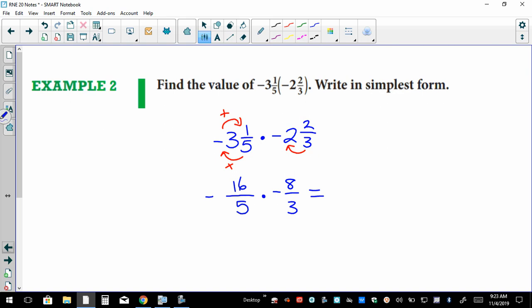128. So listen, 8 times 10 is 80. 6 times 8 is 48. 80 and 48 is 128. So that's my numerator. 128, and it's going to be positive. 15. 5 times 3 is 15. How many times does 15 go into 128?